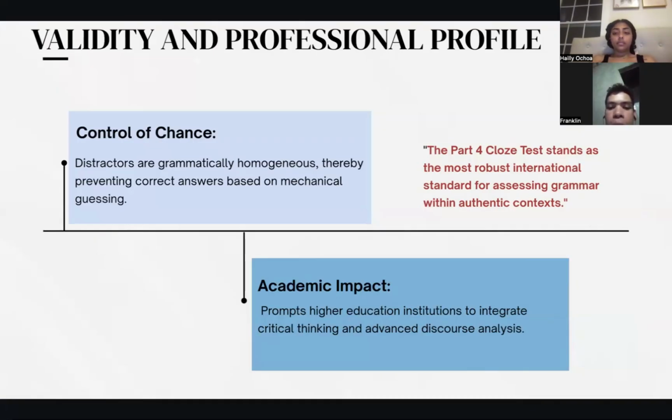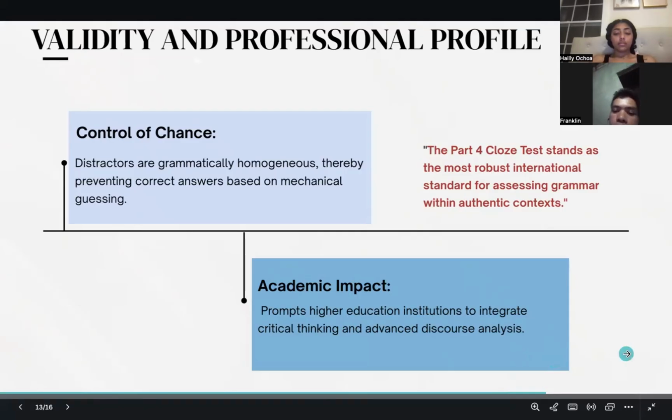Now we have the validity and the professional profile of what the Saber Pro has to be. About the control of chance, we have to take into account the distractors that students are going to have, but they have to analyze and also compose the test. That's why we have to take into account the different perspectives and also choose the correct content. So the learners are going to be capable of better understanding the general topic of the different texts, and also understanding the best options to choose as the correct answers for this type of item. And related to the academic impact, this overview is very important because this is a key aspect for the learners.